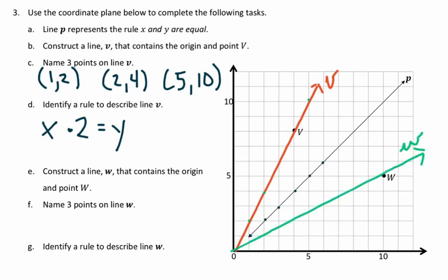Okay, so I constructed line W in green. So we're going to do the same thing to identify the 3 points on the line, and at the same time we're going to identify the rule for W. Okay, so let's just look at what point W is. The coordinates for point W are 10 and 5. So we're going to need that information for our table that we're going to make.